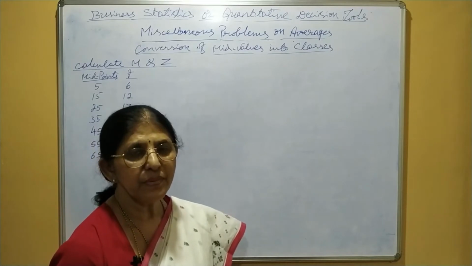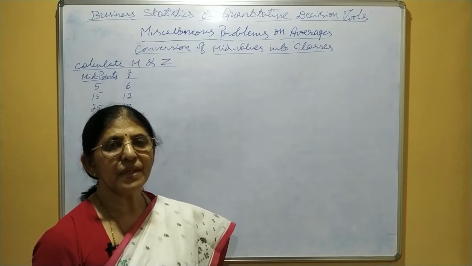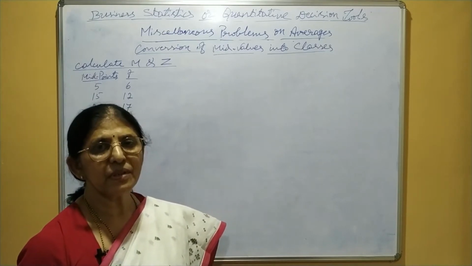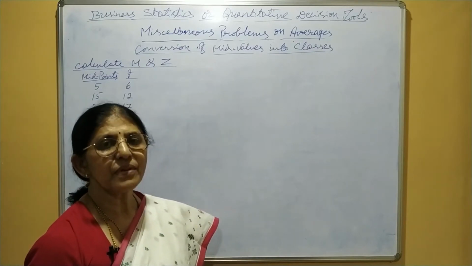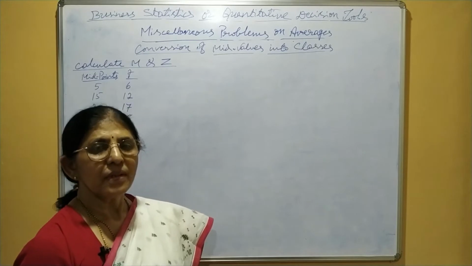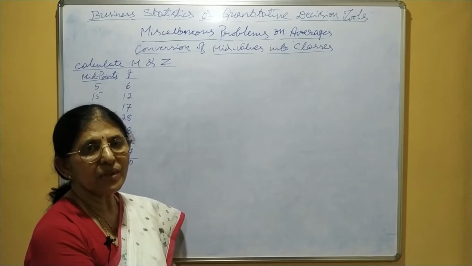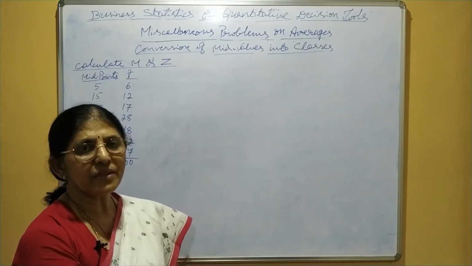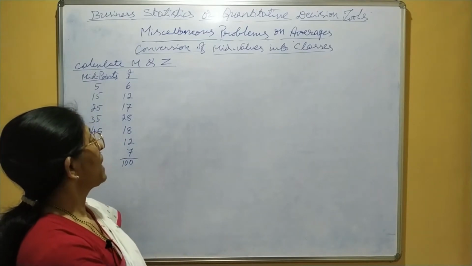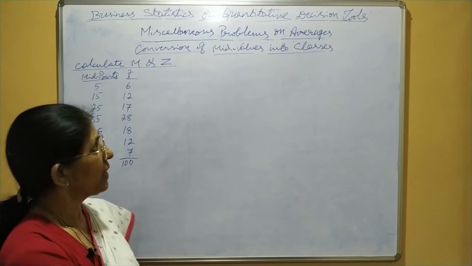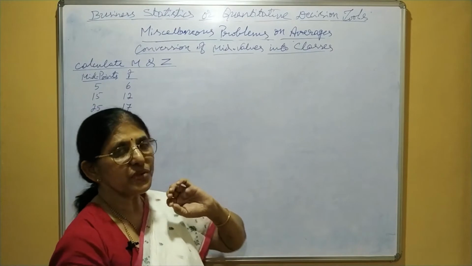Under miscellaneous problems, we have learnt the relation between mean, median and mode, conversion of inclusive method into exclusive method, and conversion of less than into cumulative frequencies when variables are given as less than and more than, or below or above. That means conversion of cumulative frequencies into simple or ordinary frequencies, and calculating mean, median and mode. Now under miscellaneous problems and averages, let us take conversion of mid values into classes.